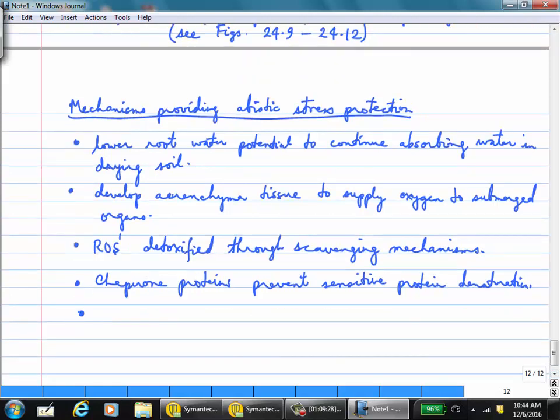Then if you're having a change in temperature because of which the membrane is going to freeze, the lipids, the plants can actually alter the composition of that membrane. If you have more unsaturated fatty acids, then the membrane will stay fluid. So the plant can alter composition of membrane lipids to retain fluidity.